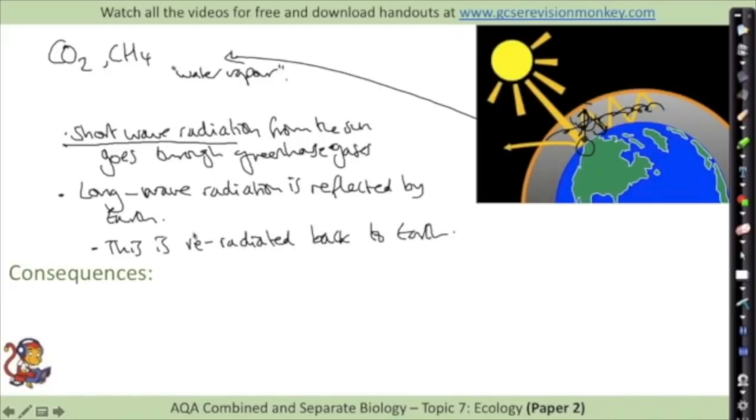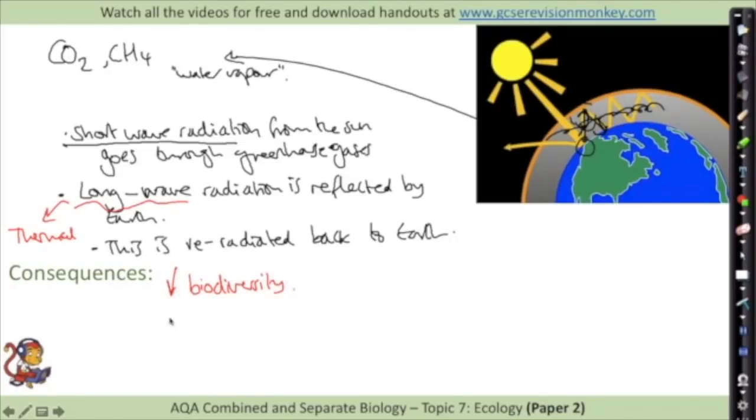And it's because this long-wave radiation is a form of thermal radiation, this will cause the Earth to warm and heat up. So there are a number of different consequences associated with global warming, like we've talked about previously: a reduction in biodiversity.